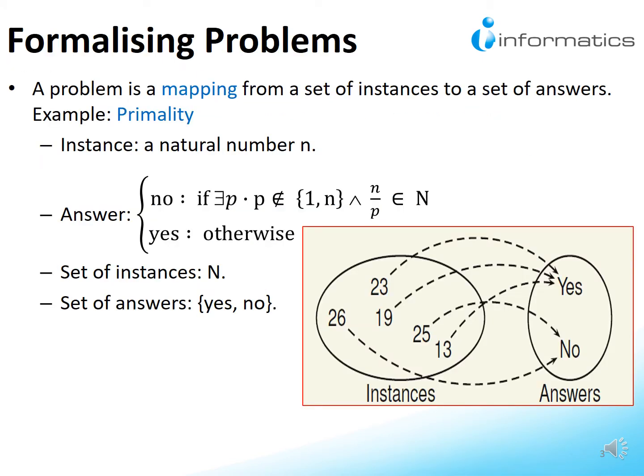A problem is a mapping from a set of instances to a set of answers. We have used programming languages such as Java to write a function. And if you look at the function, it has input and output. The specification of a function is what the input and the expected output are. The specification of the function means the problem for the particular function to solve.